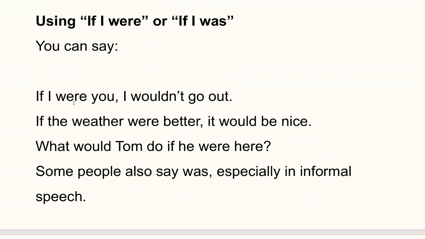We can also say, if I were you. So usually we say I was, but after if we can use I was or I were, both, because it's an imaginary situation, it's exceptional. If I were you, I wouldn't go out. If the weather were better, it would be nice. What would Tom do if he were here? Some people also say was, especially in informal speech, but were is more common here.